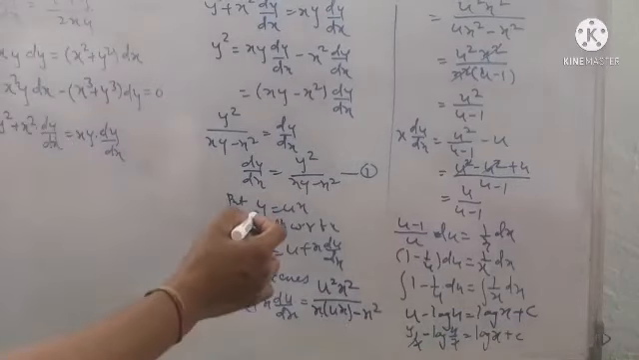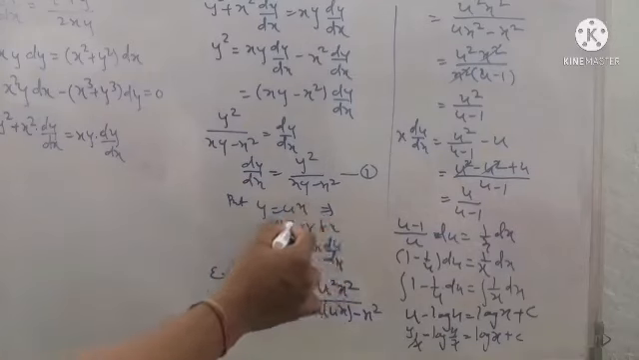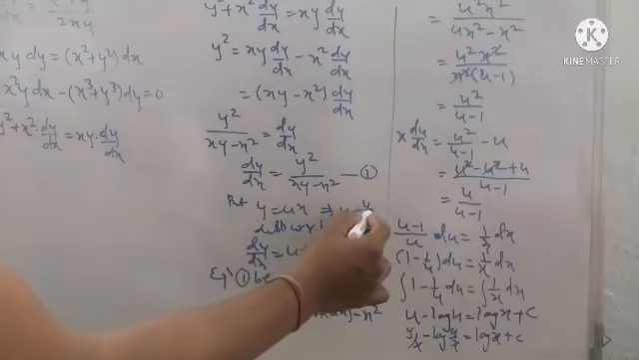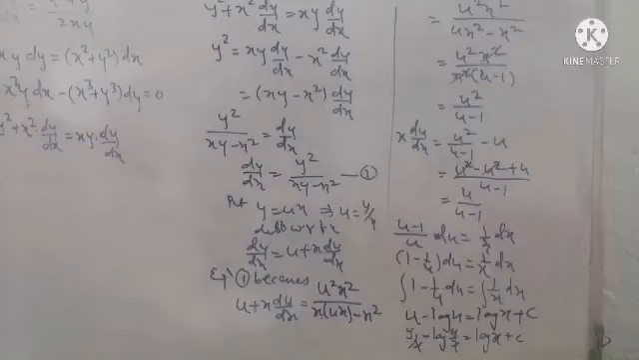Understand, as we put y is equal to ux, for resubstitution we get u is equal to y upon x, which we put in the final solution.